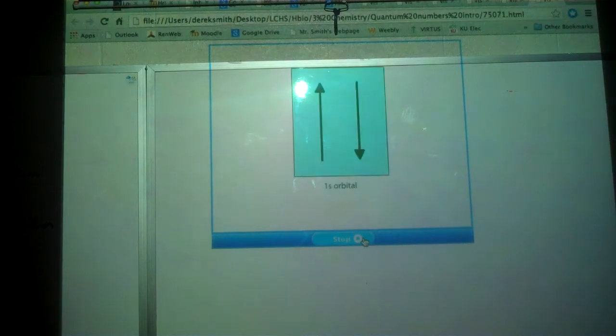The spin quantum number has only two possible values, +1/2 and -1/2, which indicate the two fundamental spin states of an electron in an orbital. A single orbital can hold a maximum of 2 electrons, which must have opposite spins.